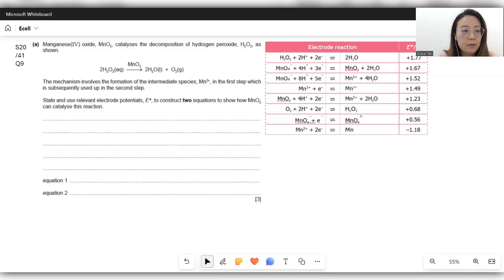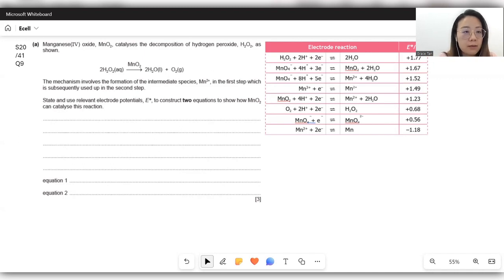Okay, the next example, we shall be looking at summer 20, paper 41, question 9. All right, similar to the previous past year that we did. Let's try another one here. This one involved 2 redox, as you can see in the question given equation 1 and equation 2.